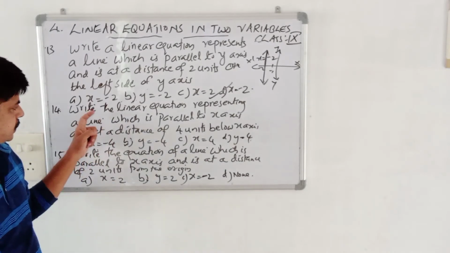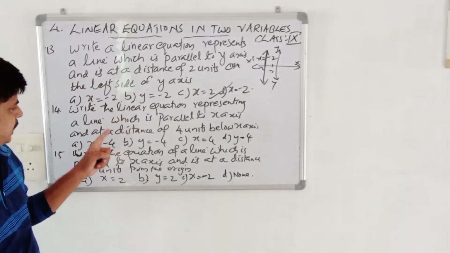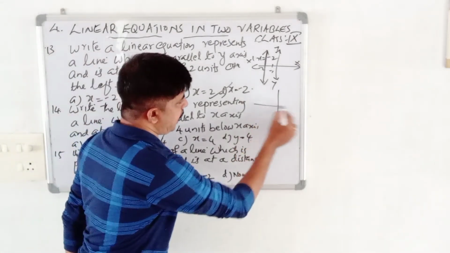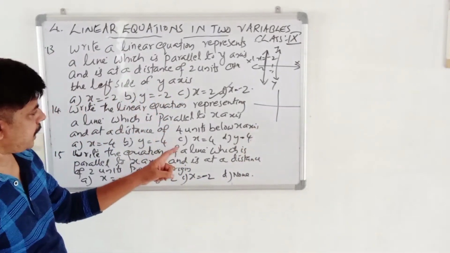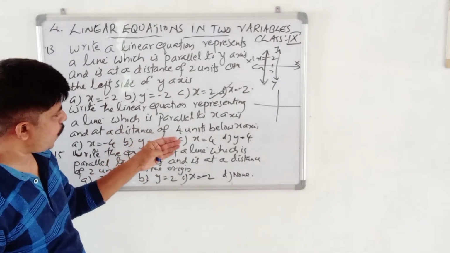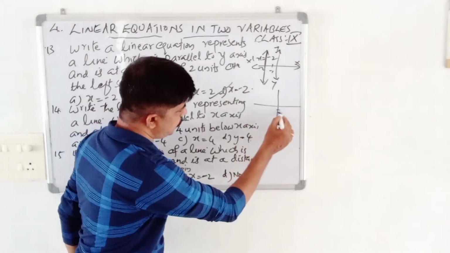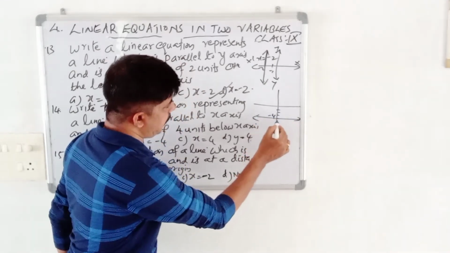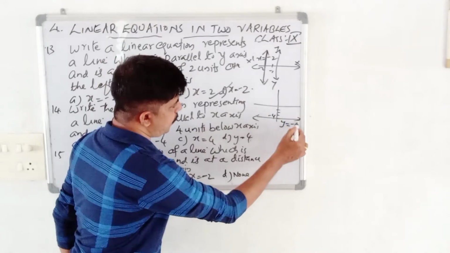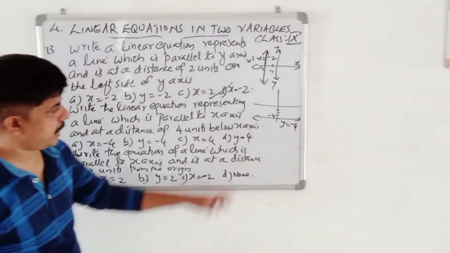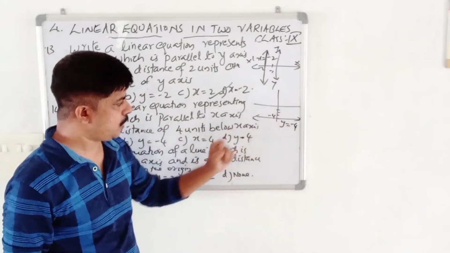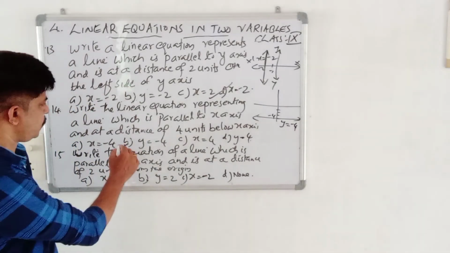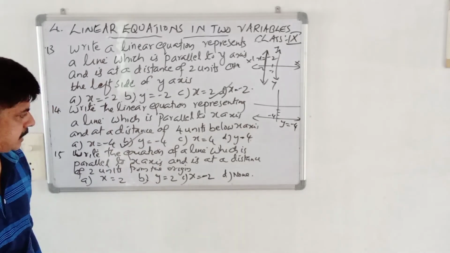Okay, moving to the next question. Write the linear equation representing a line which is parallel to x-axis. Next we have to draw a line parallel to x-axis, at a distance of 4 below x-axis. 1, 2, 3, 4. This is below x-axis. This is a line parallel to x-axis. Therefore, this is called y equal to negative 4. Y equal to negative 4 is parallel to x-axis. Therefore, what is the option? In options we have y equal to negative 4 as the right answer.